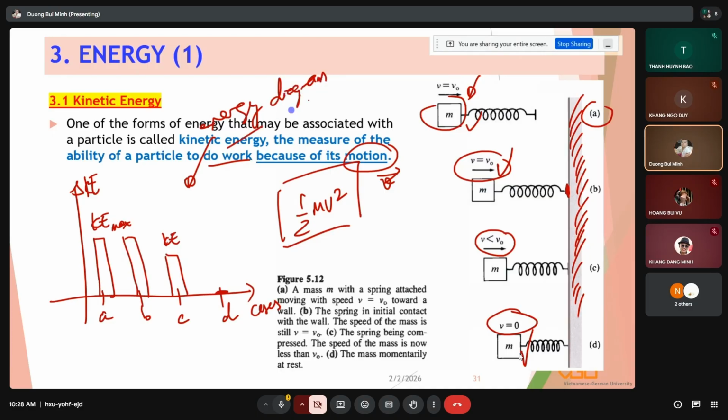So here we say energy diagram. Now we have many kinds of diagrams. We have vector diagrams or phasor diagrams, we have force diagrams, and now we have energy diagrams. Any questions?